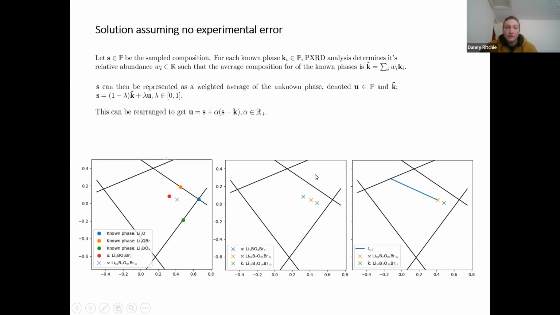This is useful because now we can represent S as a weighted average of the unknown phase, the blue cross, and the average composition of known phases, the green cross. As you can see, these 3 points are collinear. This equation can then be rearranged to show that U will lie on the line segment starting at the sampled composition, moving away from the average composition of known phases until it reaches the end of space.